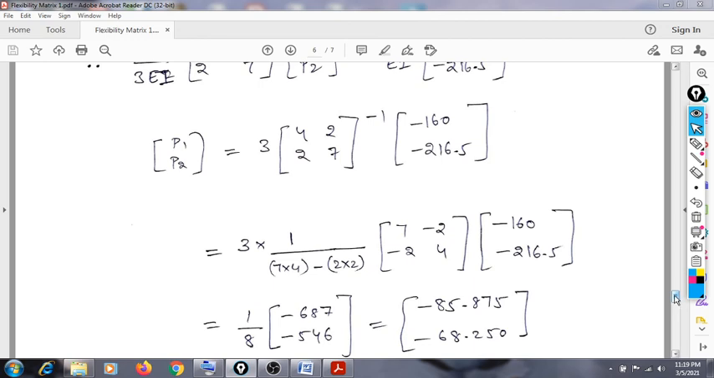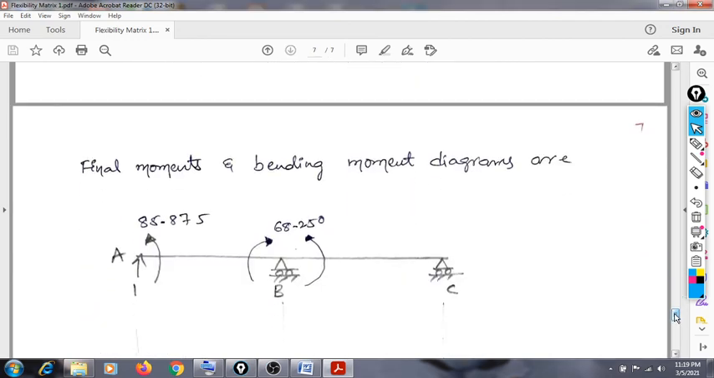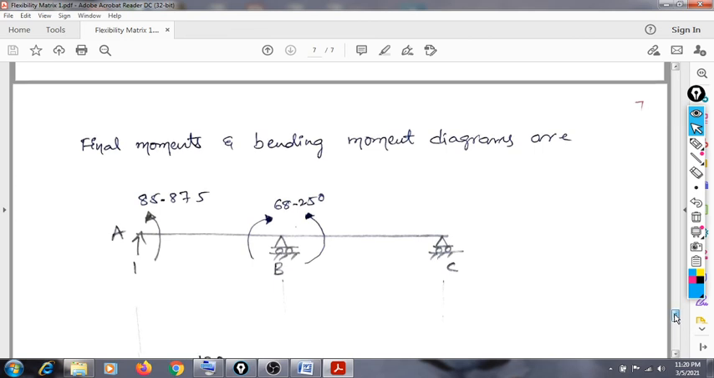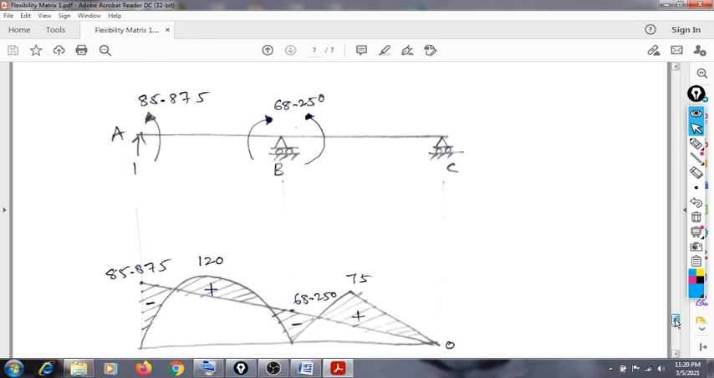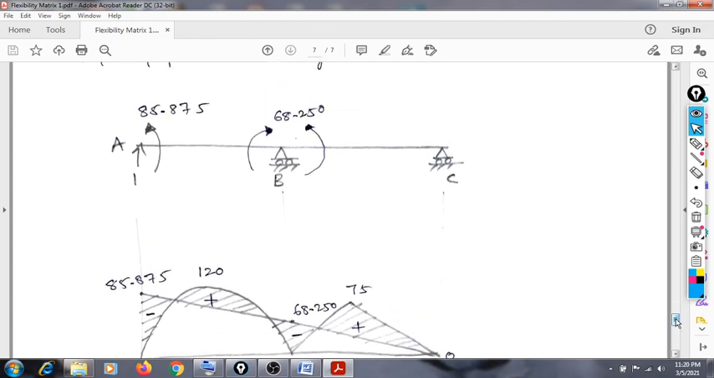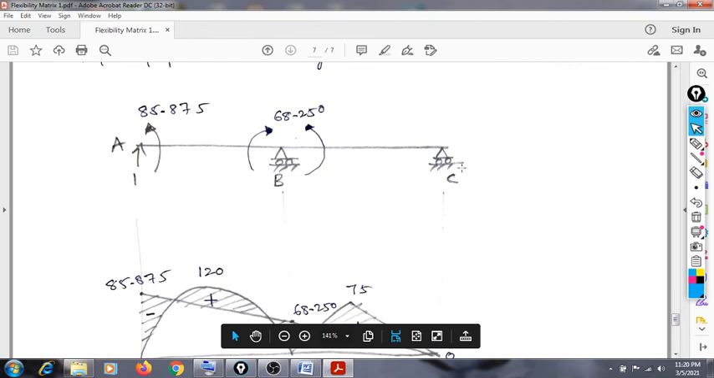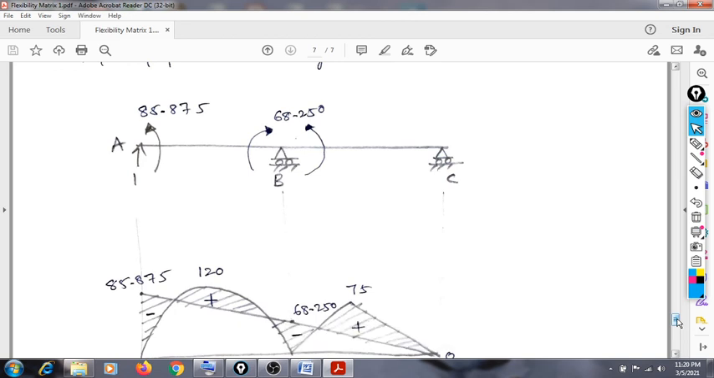After getting the loads P1 and P2, you have to calculate like this. The final moments and bending moment diagrams are shown here. This is 85.875 and 68.250. Only at these 2 points we have taken the redundant forces MA and MB. Why we haven't taken C is that if you take C as the ordinate, there will be a problem in the stability of the structure, not according to the degree of static indeterminacy.